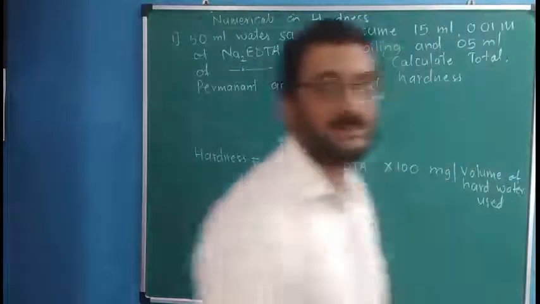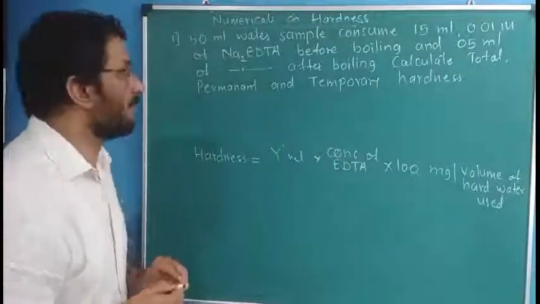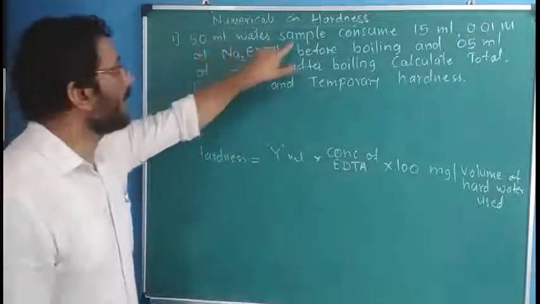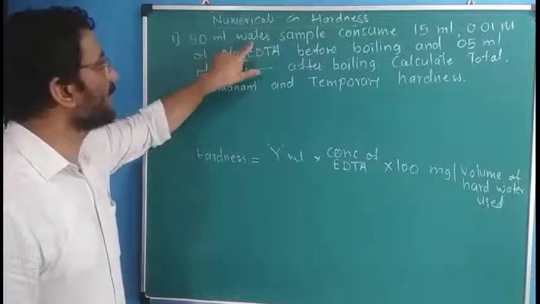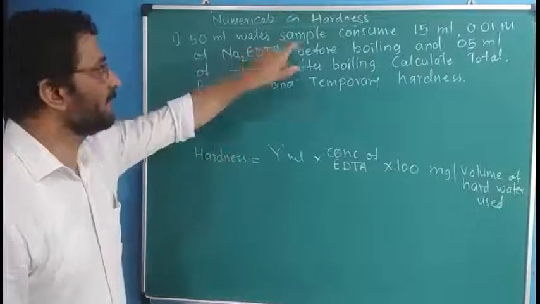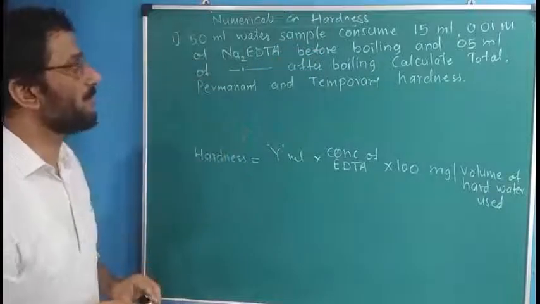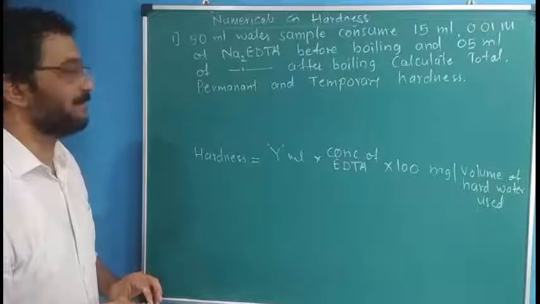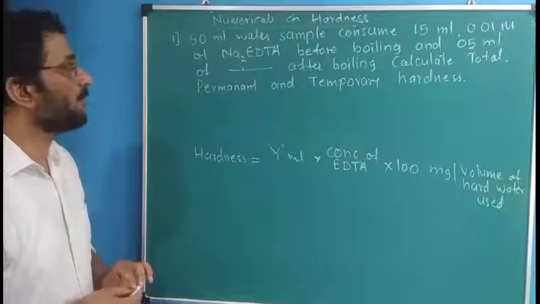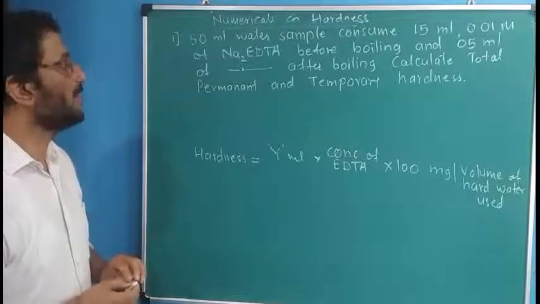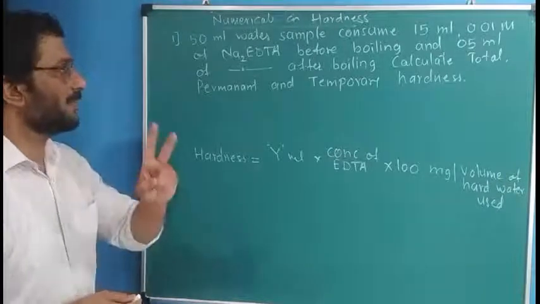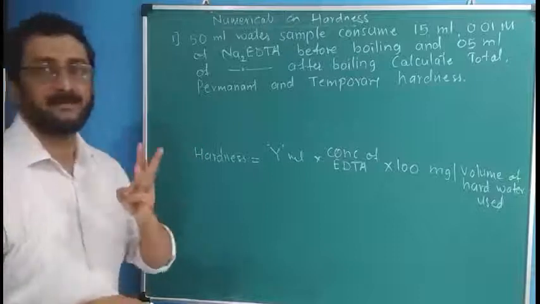Carefully reading the numerical is also an important part. I will read it out: 50 ml hard water sample consumes 15 ml of 0.01 molar Na2 EDTA before boiling, and 5 ml of Na2 EDTA after boiling. Calculate total, permanent and temporary hardness.